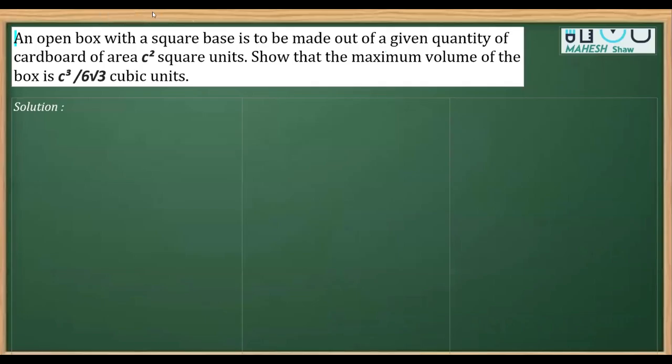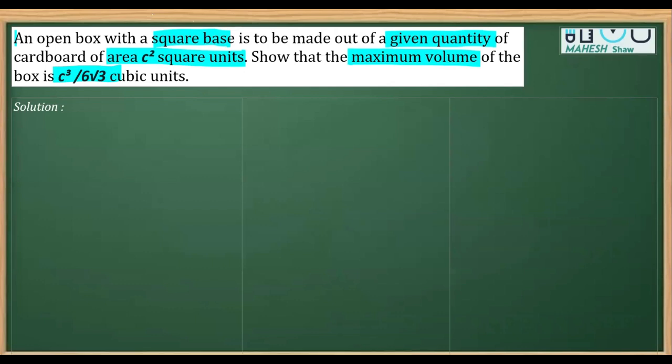We have one question from the chapter Application of Derivatives that is based on maxima and minima. It says an open box with a square base. So we have a box with a square base and it's made up of a given quantity of material. So the quantity of the material is given, that is fixed, and whose area is mentioned as c square unit. What we need to show is to maximize the volume, or prove that the maximum volume is c cube by 6 under root 3.